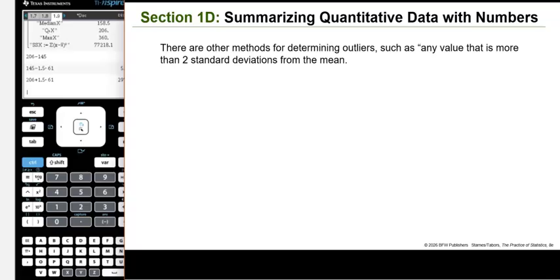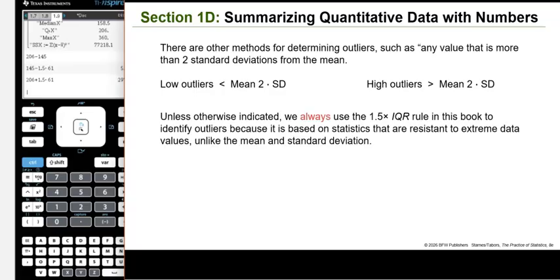There are other methods. Any value that is more than 2 standard deviations from the mean, again, same formula, you just plug in 2 there instead of 1. That's interesting. Oh, they're just saying the mean, times 2 standard deviations. If you go 2 standard deviations below the mean and 2 standard deviations above the mean, I think that's what it's saying. It's kind of written weird there. Unless otherwise indicated, we always use the 1.5. That's really the one we usually use. They'll give you the formula. They'll write it better than they wrote it.